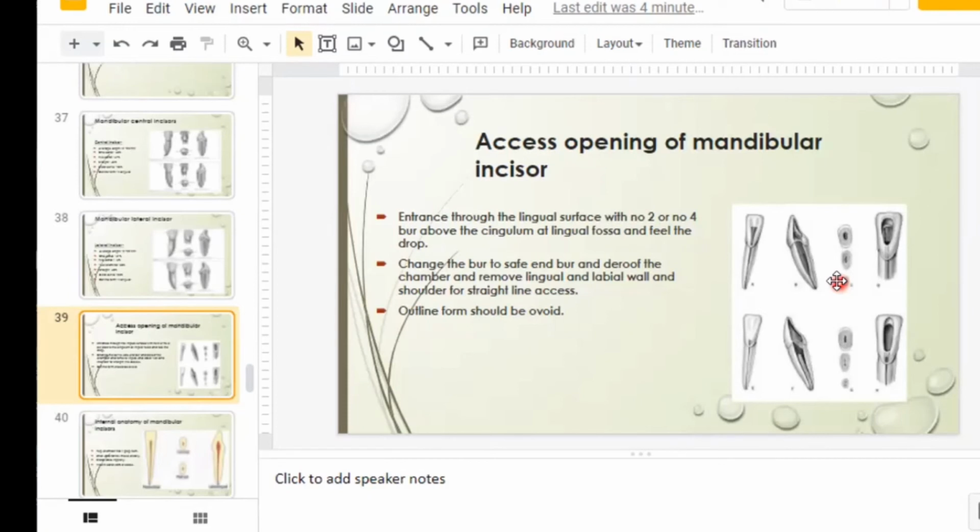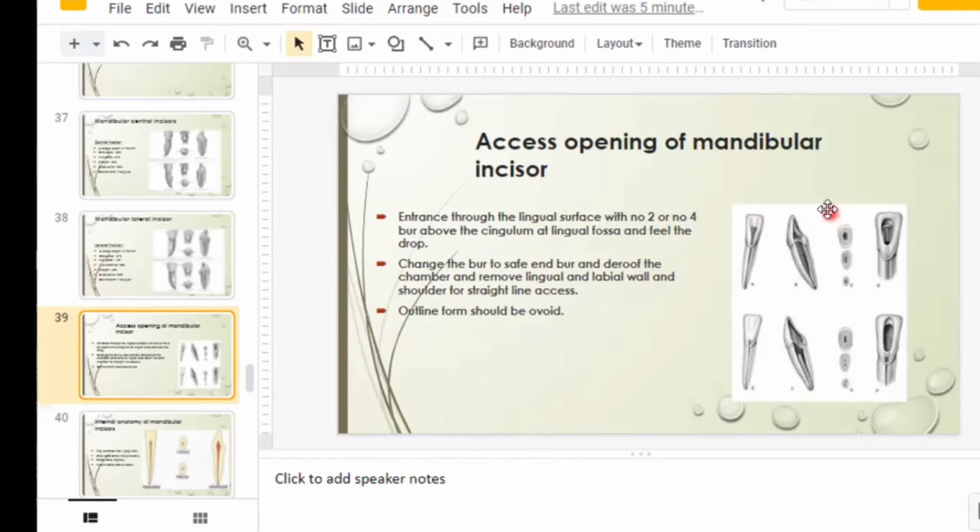Okay, above the cingulum. Dr. Navya? Yes, ma'am. How to start? Just read. We need to enter through the lingual surface with a number 2 or 4 bur through the cingulum. Then we need to feel the drop. Then change the bur to 6 to widen the canal. Then use the Safe End bur for deroofing. Then the endodontic probe should be used.